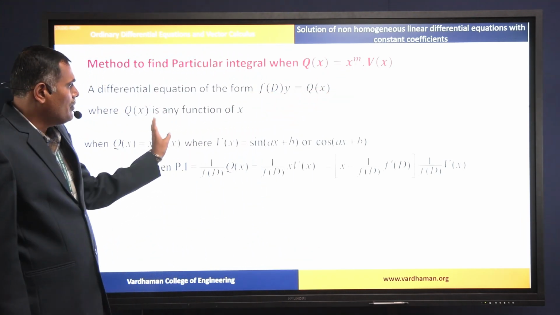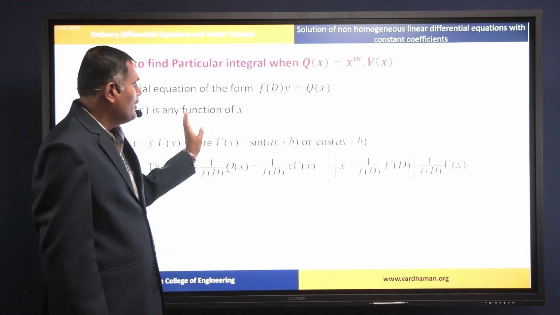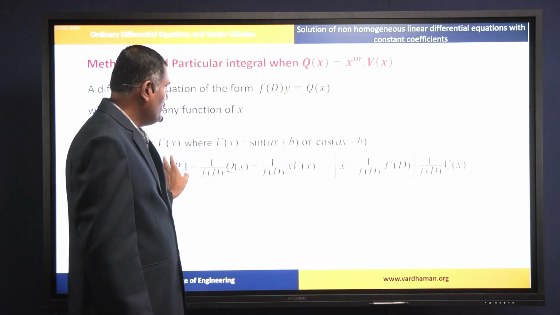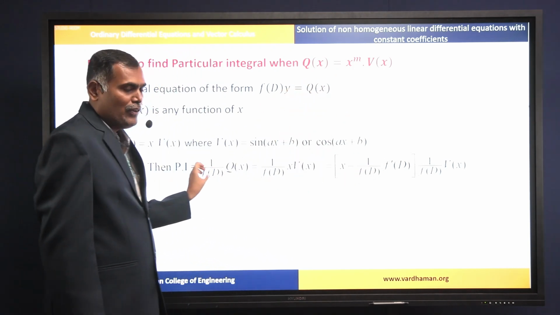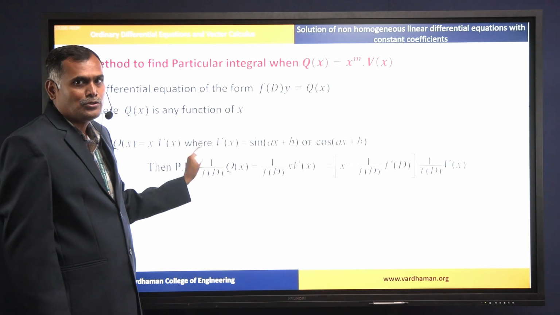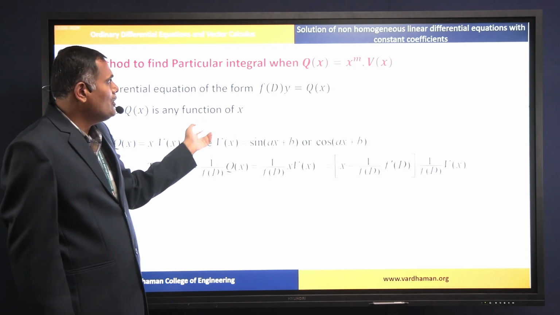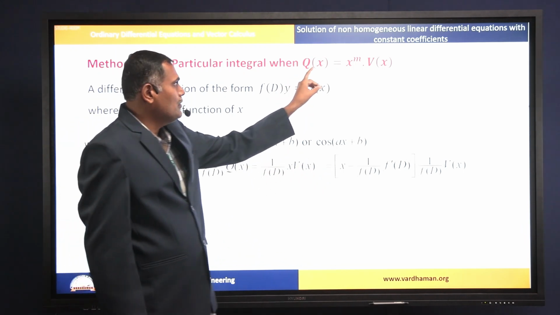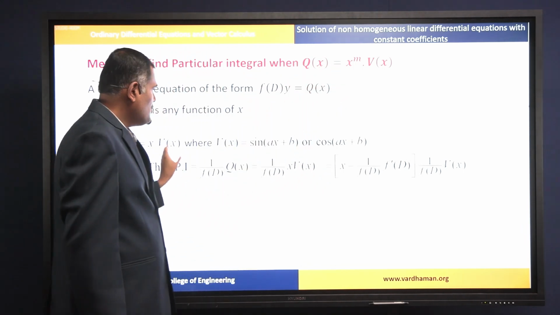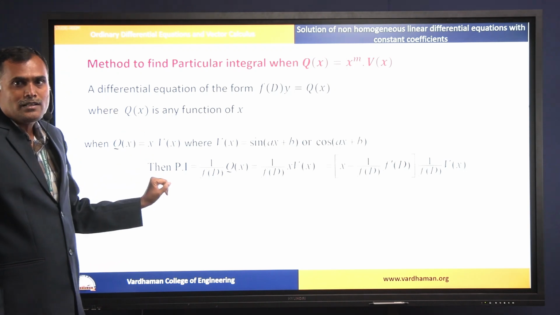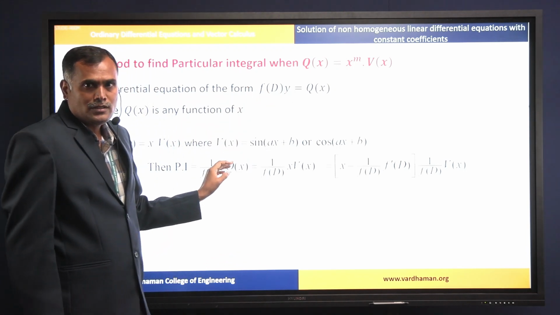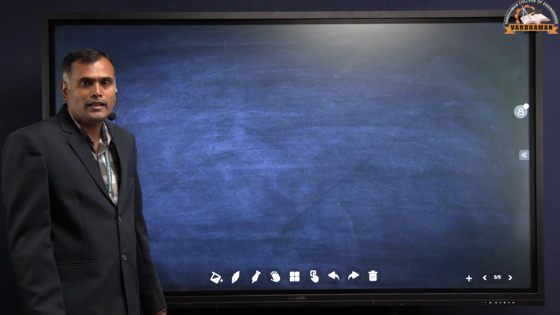Now this formula can be applied repeatedly when m is greater than 2. If m equals 1, we can apply it very easily. If m is 2, 3, 4 and so on, we need to apply this formula repeatedly to find the particular integral. Instead of applying this formula repeatedly, we can use a general method, which I am going to discuss now. Let us discuss an example.